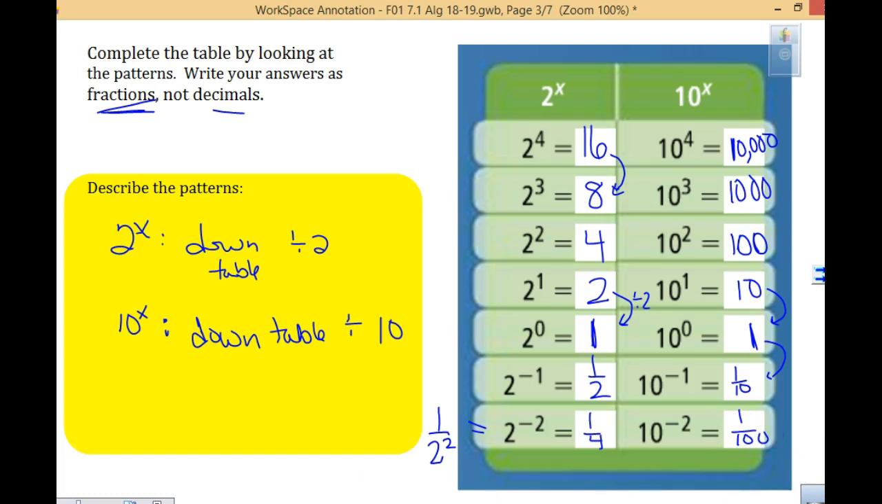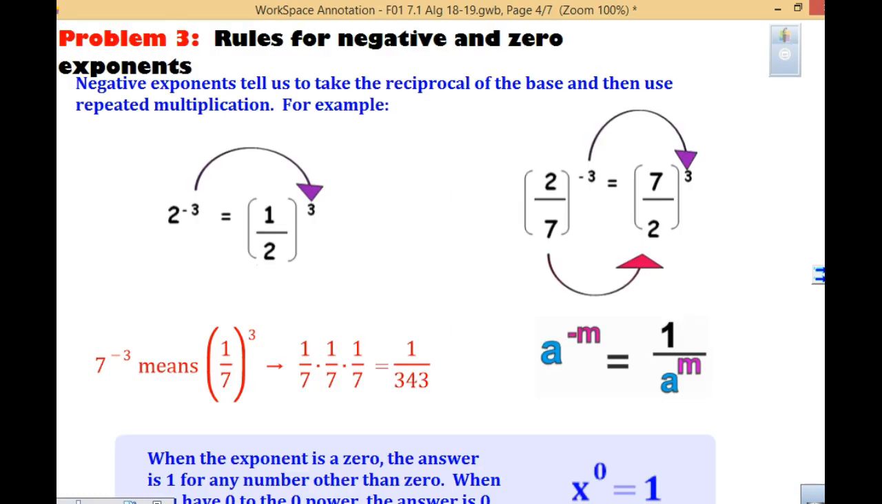Okay? Exponents and 0. Negative exponents tell us to take the reciprocal of the base and then use repeated multiplication. So on your homework tonight, when you have 2 to the negative 3, I want you to rewrite it as 1 over 2 to the 3rd power. Now, the question is, could I write that? What is 1 to the 3rd power going to equal?